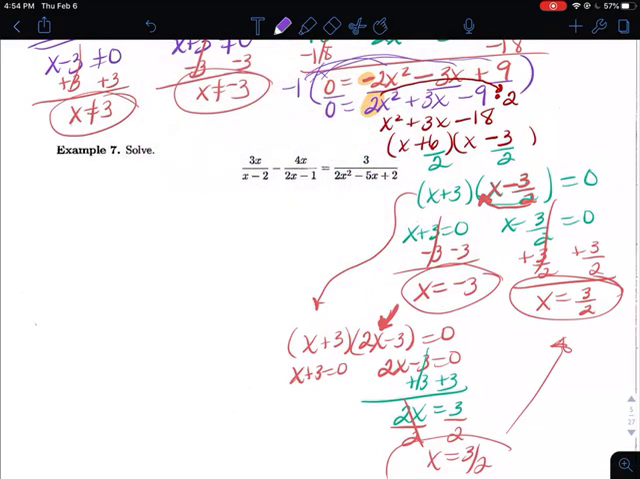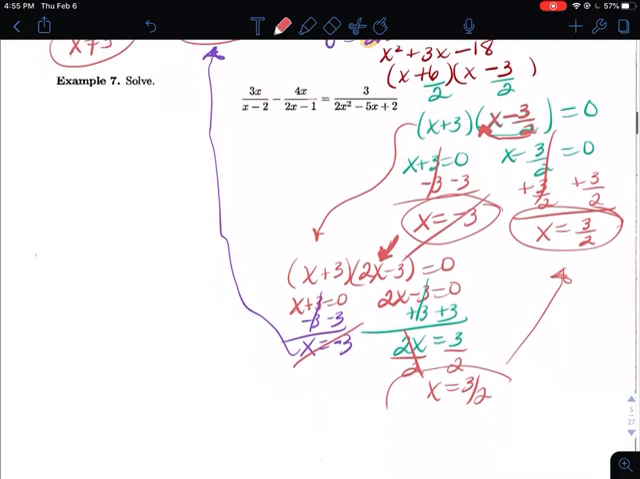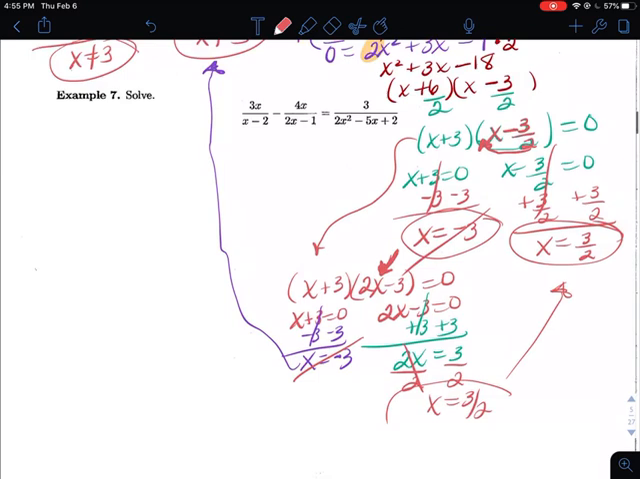And of course, if I come over here and subtract 3 from both sides, x equals negative 3. But remember, in the beginning, x can't equal negative 3. So that means I have to toss out that solution. So your only solution to this problem is x equals 3 over 2.